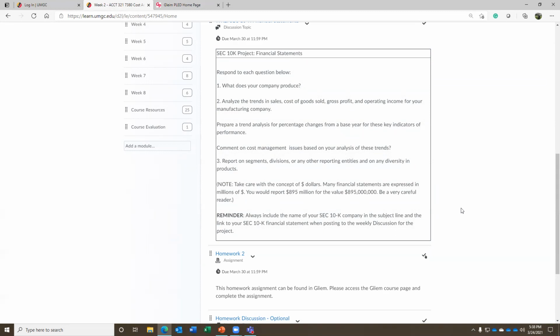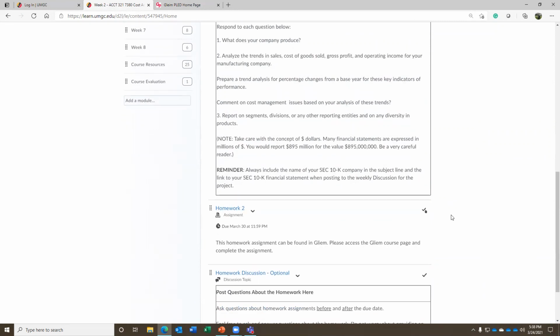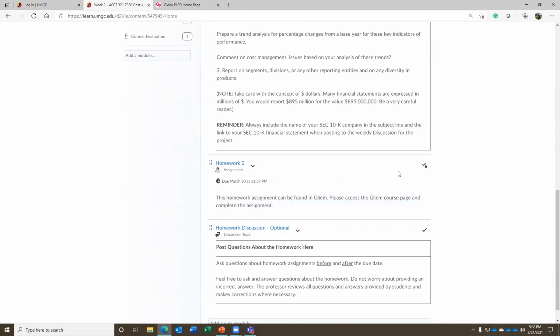That's why each week we do a little bit through the discussions. It's helpful in 2 ways. One, it helps me to identify that you're on track. And the second way is that you'll be able to utilize that information when you're writing your final report and putting together your PowerPoint presentations. And then the other thing you'll have to do this week is homework assignment 2, which is in Gleim. It's that homework 2 or quiz 2, whatever you want to call it.